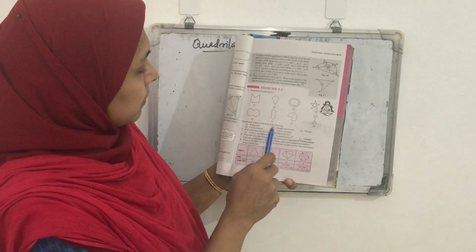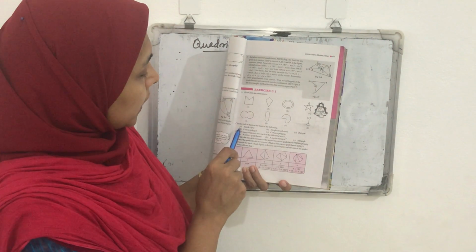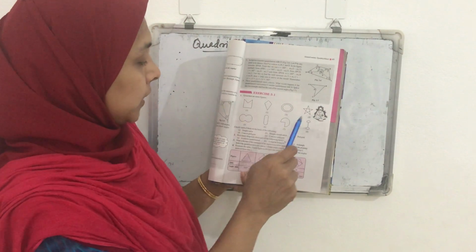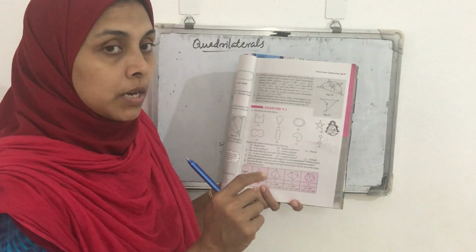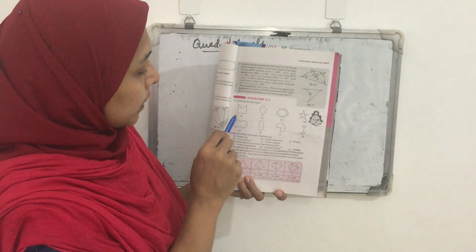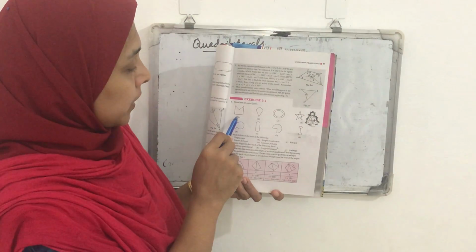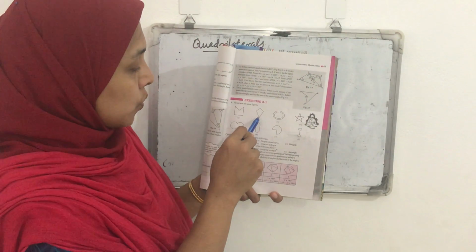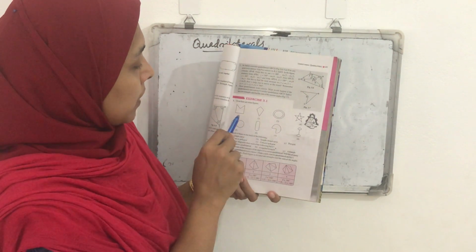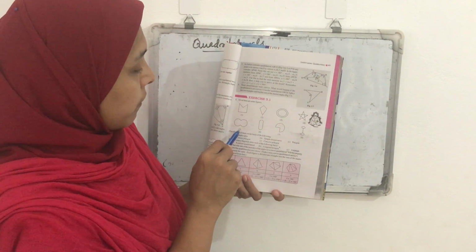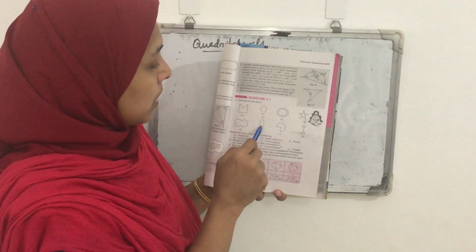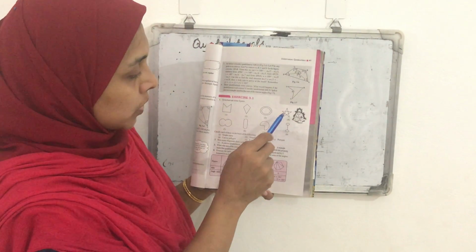Some instruction is given. Then the first question, A, is about simple curves. Out of these figures, which figures are simple curves? A simple curve, we know, will have no cross section. What about the first one? Is it simple or not? Yes, it is a simple curve. 2 is also a simple curve. 3 is not simple because 2 figures are there. So 1, 2, 5, 6, 7 are simple curves, and these others are not simple curves.